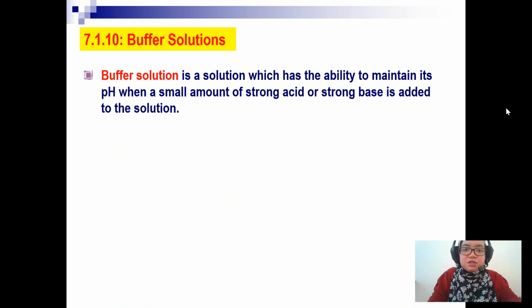A buffer solution is a solution which has the ability to maintain its pH when a small amount of strong acid or strong base is added to the solution. If you put a small amount of strong acid, for example hydrochloric acid, or strong base, for example sodium hydroxide, into it, the pH will not change as much as you would expect, because it can maintain its pH value as it is.